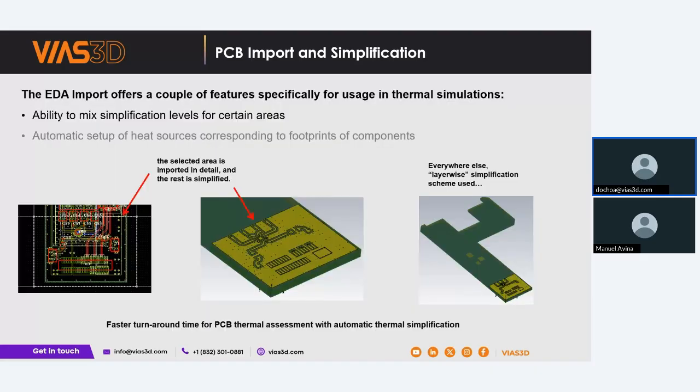Another interesting feature is that besides creating layer simplification, you can mix simplification levels for certain areas. For that, we use area restriction. In PCB Studio, you just have to select an area. That selected area will be imported in detail, so all the layers for that particular area will be there. All the traces, vias, everything will be there. The rest of the project will be simplified using the layer-wise simplification scheme.